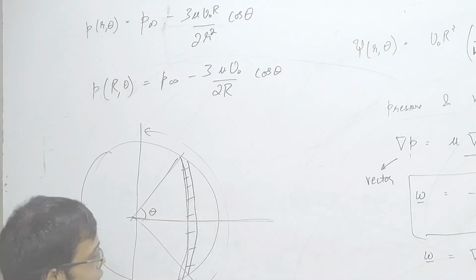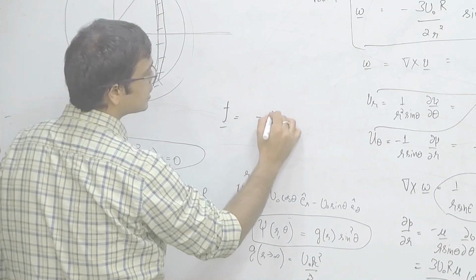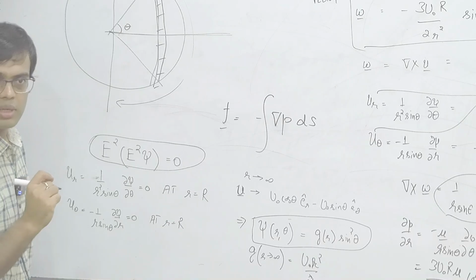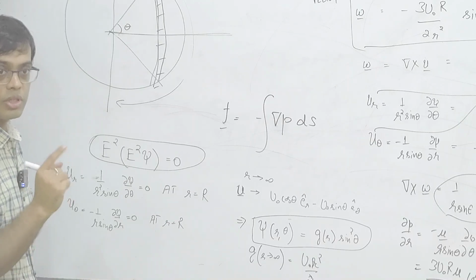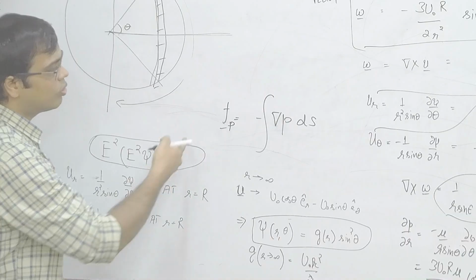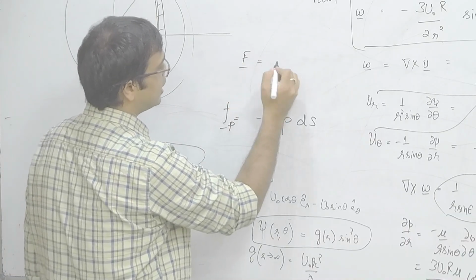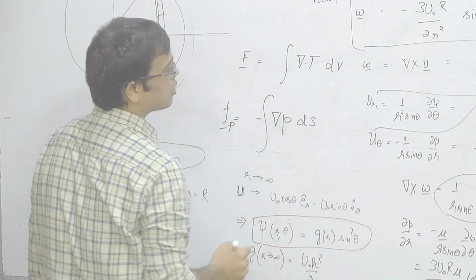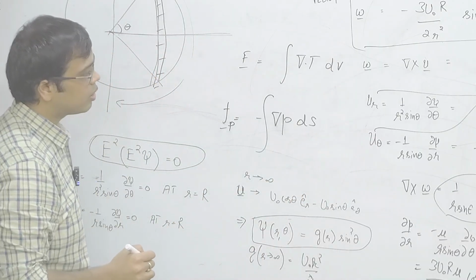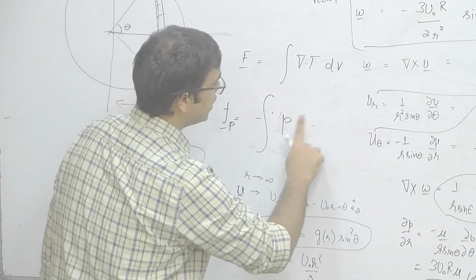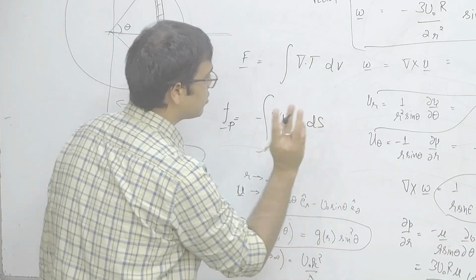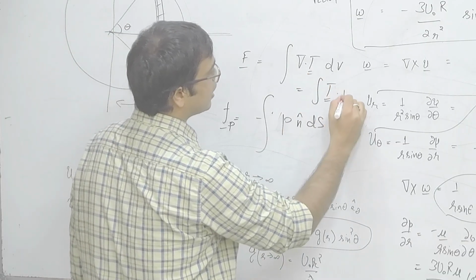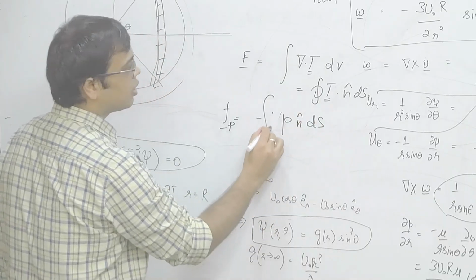If you remember, the force is given by minus P n dS integrated over the surface. That is how we define the force due to pressure. How do I know this? Because the total force I had defined is basically del dot T dV. Okay, actually not grad P dS, P n dS. My bad. So this is basically T dot n dS. That is what the force is.